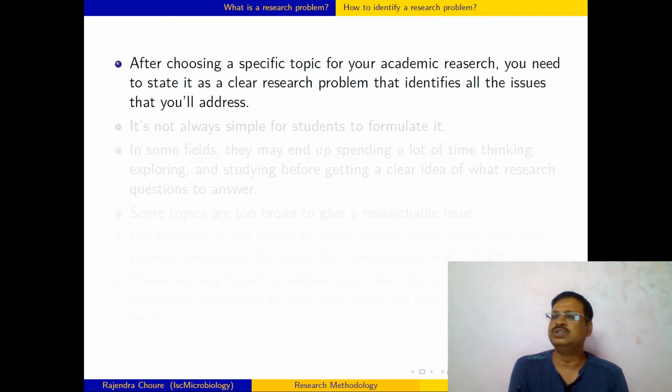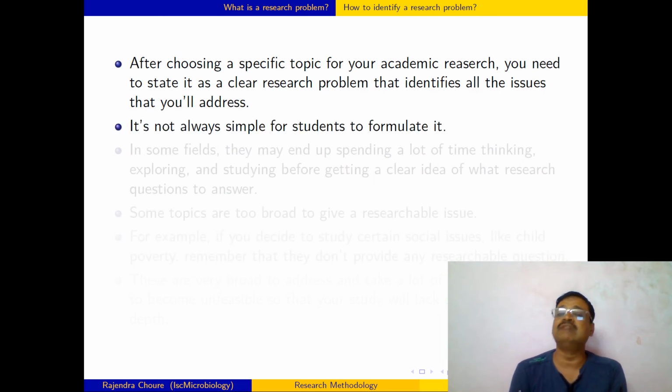And after choosing a specific topic for your academic research, you need to state it as a clear research problem that identifies all the issues that you will address. And it's not always simple for students to formulate a research problem. Therefore, you have to brainstorm with your colleagues, with your friends, with your teachers, and with your research mentor also.